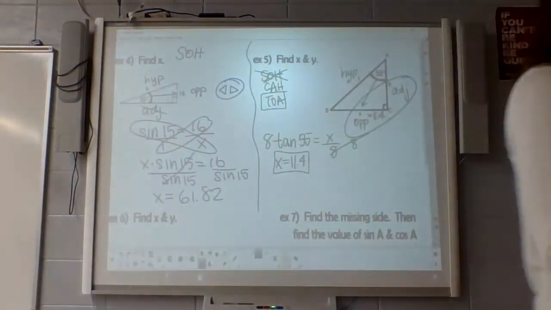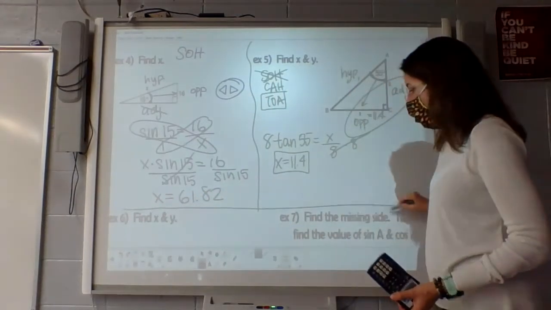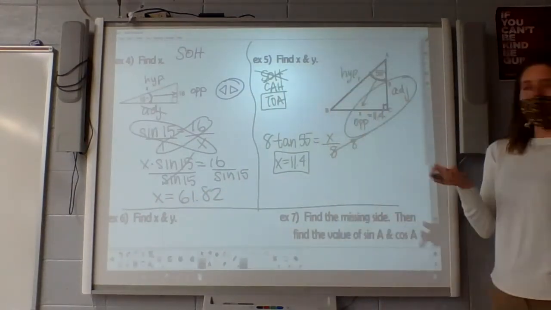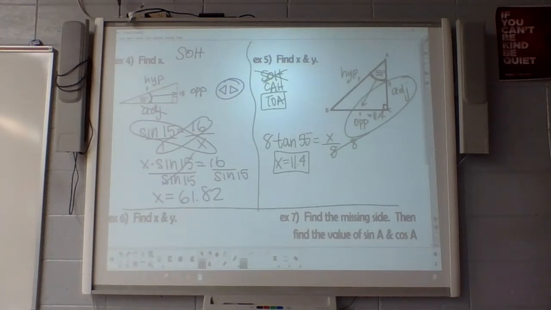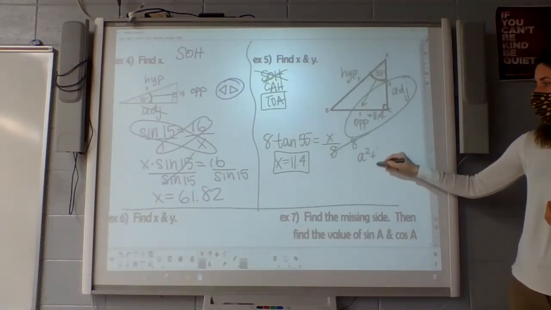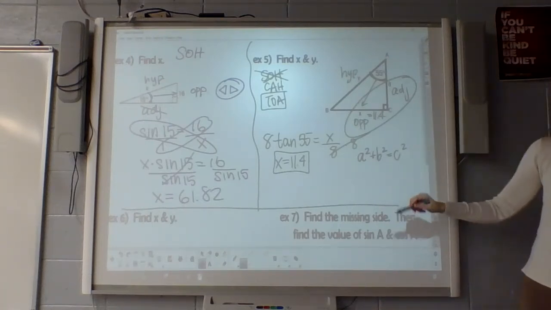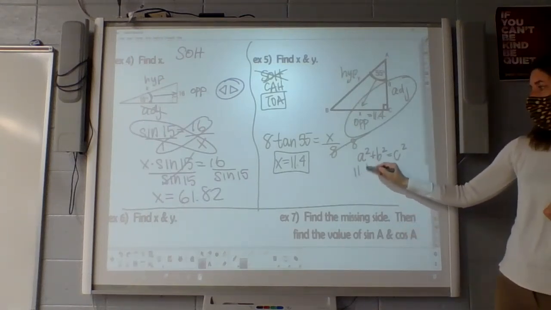Otherwise, don't forget, we still have a squared plus b squared equals c squared as an option. So we can use that. I think that's a little bit easier, but it's really up to whatever your comfort level is. So I can use this now to find my hypotenuse. Now, if you're like, I know trig now, I'm going to use trig all the time, it's fine. But a squared plus b squared equals c squared works just fine.